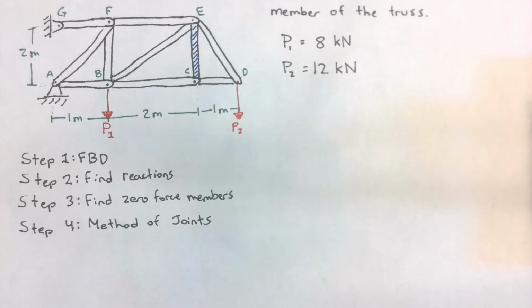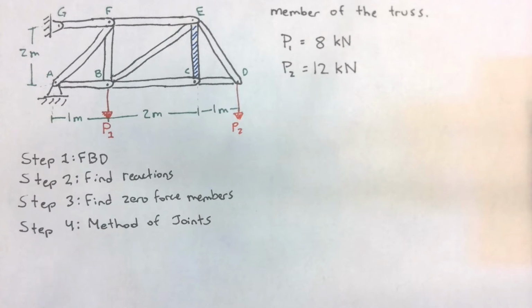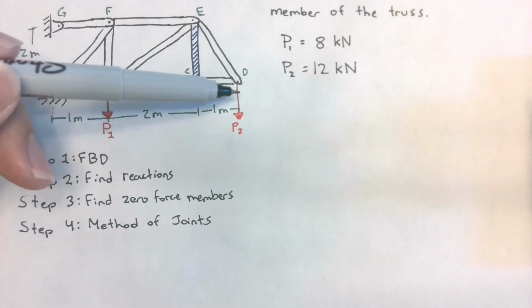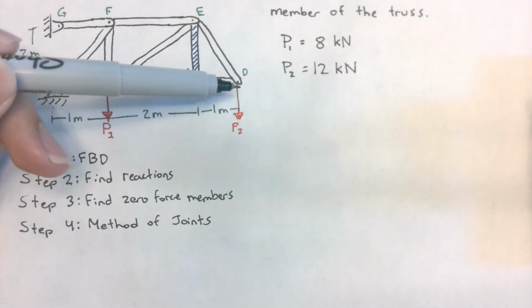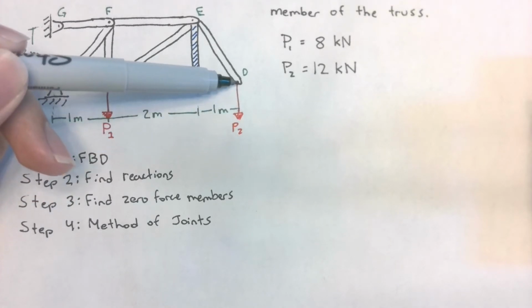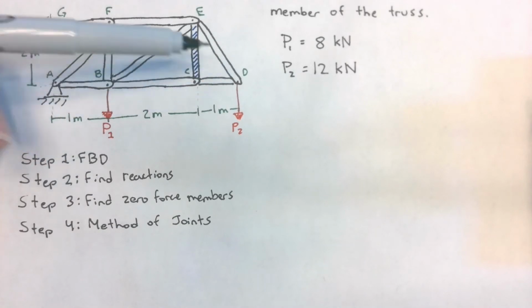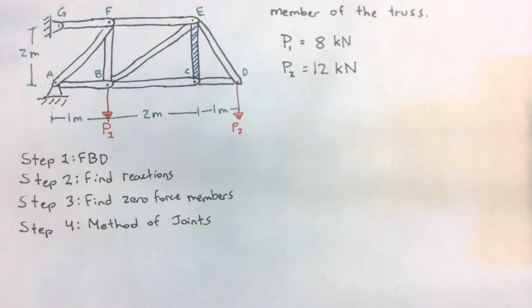Okay? So I'm going to try with joint D. If we look at joint D, we have one external force, and that's completely in the vertical direction. And then we have only one member producing a vertical reaction, which means that we can use our sum of forces in the y direction to find the force on member DE. Okay? So let's do that. Any questions so far?